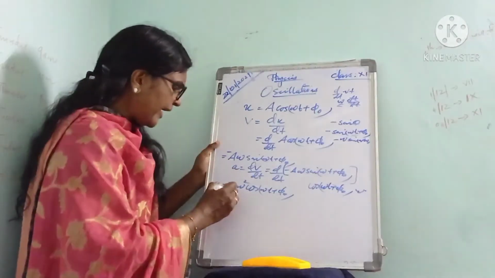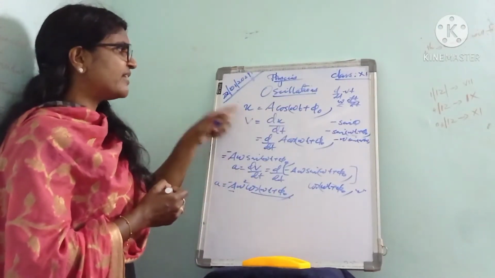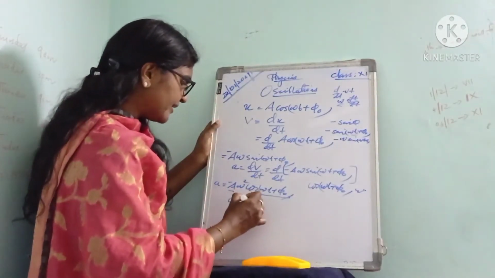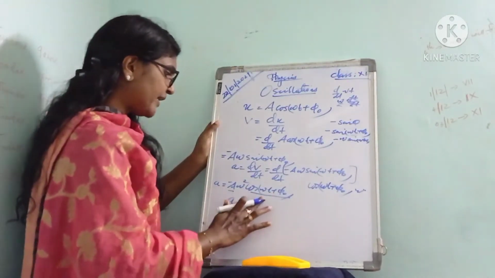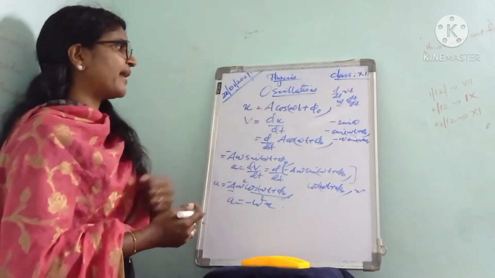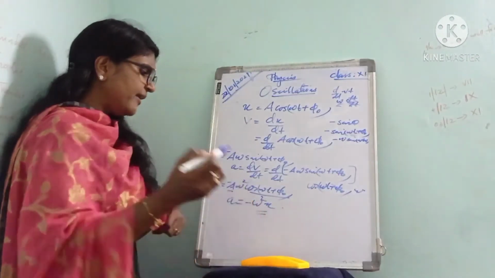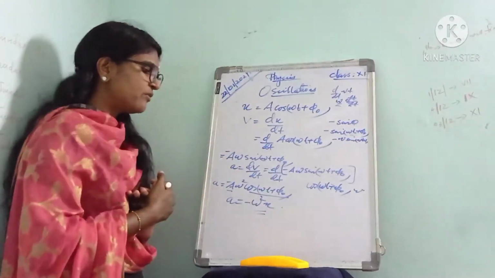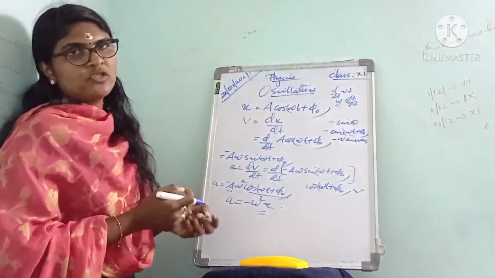But we know A cos(omega t plus phi 0). What is A cos(omega t plus phi 0)? Actually it is x. So acceleration a can be written as minus omega square x. Instead of A cos(omega t plus phi 0), we can write x. So acceleration is a equal to minus omega square x. This is the expression for acceleration of a particle which executes simple harmonic motion.